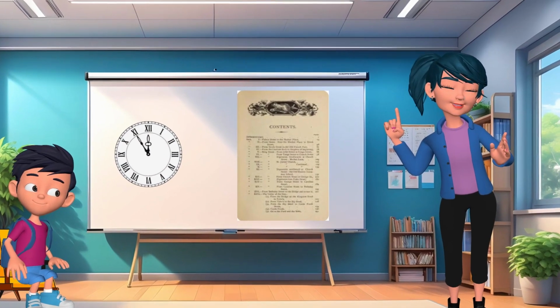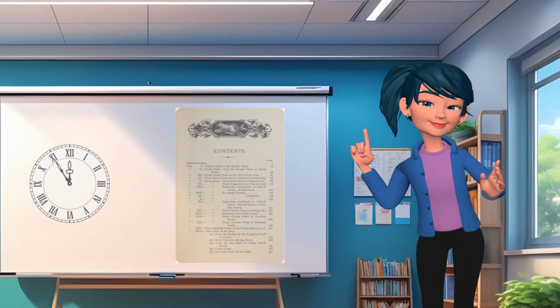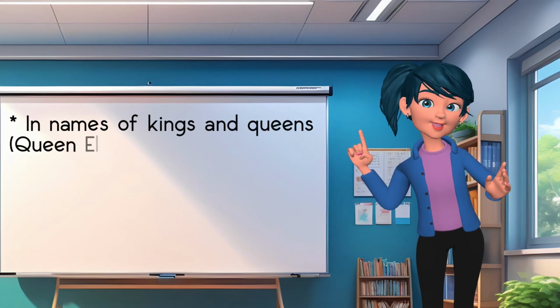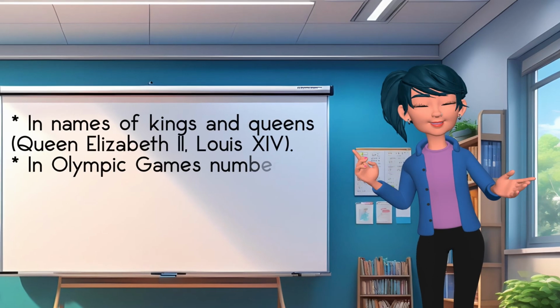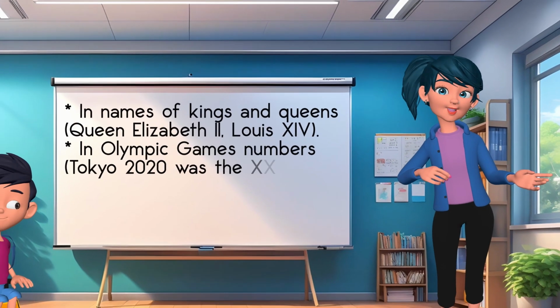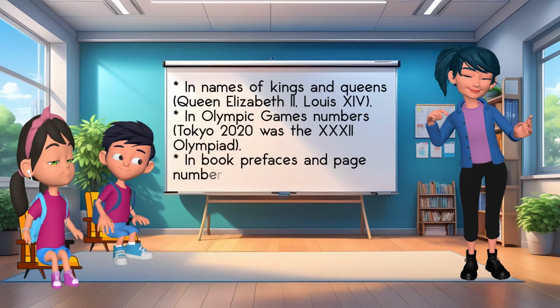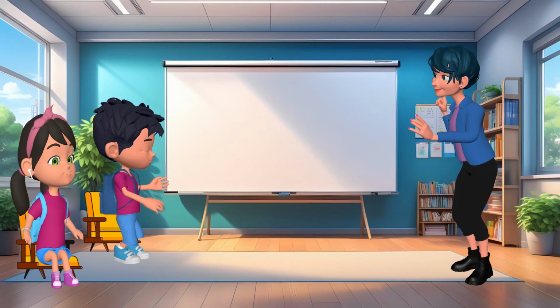Perfect observation. Yes, Roman numerals are still used today in many places, like in names of kings and queens, Queen Elizabeth II, Louis XIV. In Olympic Games numbers, Tokyo 2020 was the 32nd Olympiad. In book prefaces and page numbering. Wow, so Roman numbers are still alive.